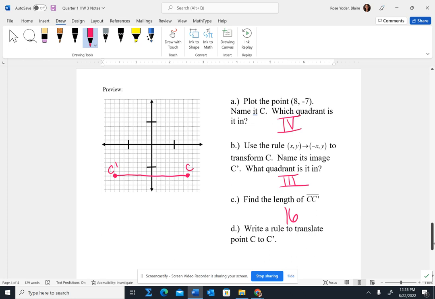So if I wanted to write a rule for the translation, this is the notation that we write in. We write x comma y maps to, and then the x to go from C to C prime went over to the left 16 units, but the y stayed the same. So we were able to rewrite this transformation using notation that represented a reflection or using notation that represented a translation. Let me know what your questions are, and we'll keep practicing our transformations.